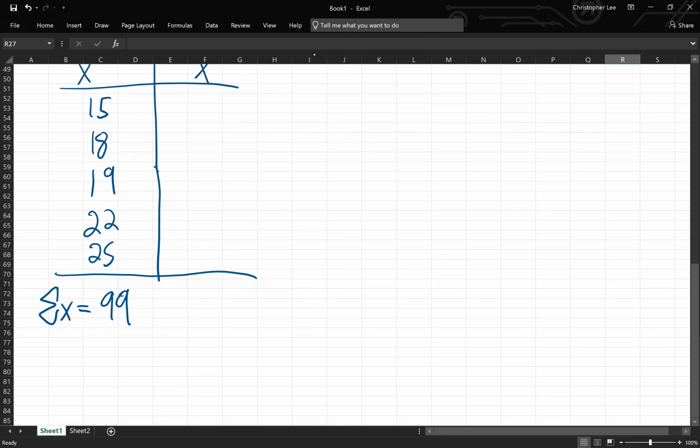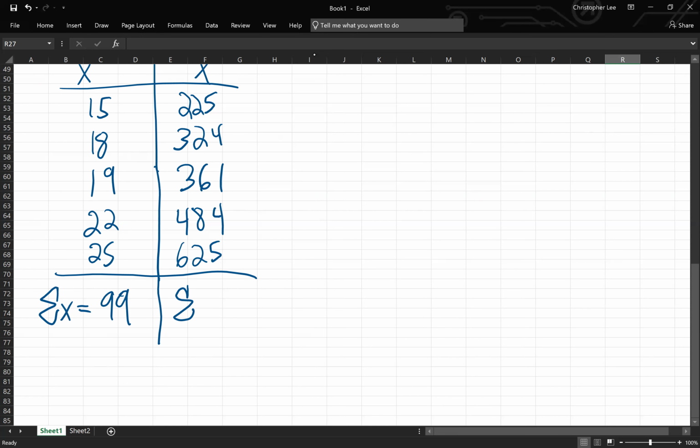So now I want to square each one of those. The first one I know is 225. And the rest of it, I don't know. It's on y'all. 324, 361, 361, 484, 484, and 625. And then we have to add those up. That's going to be called the sum of x squared. What do you got? 2019.